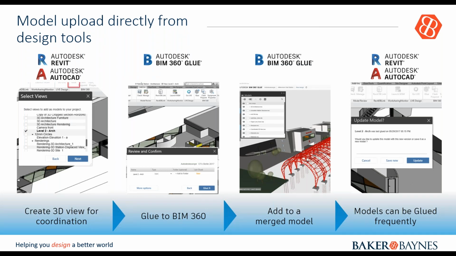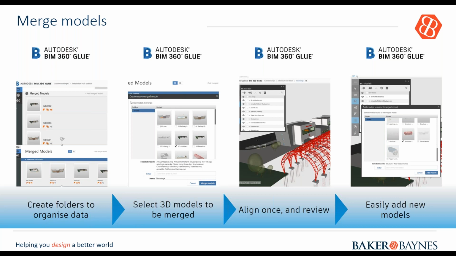To give you an idea of how this would work, in your Revit model, you can create a 3D view for coordination. We're going to upload the models into Glue. We then send this to BIM 360 Glue. On there would be a whole bunch of models from each discipline, and then we merge those models together. That model can be merged and glued, which is the term they use here frequently, and after something has been revised, they can have a new model and merge that again. So this is the merging of the models.